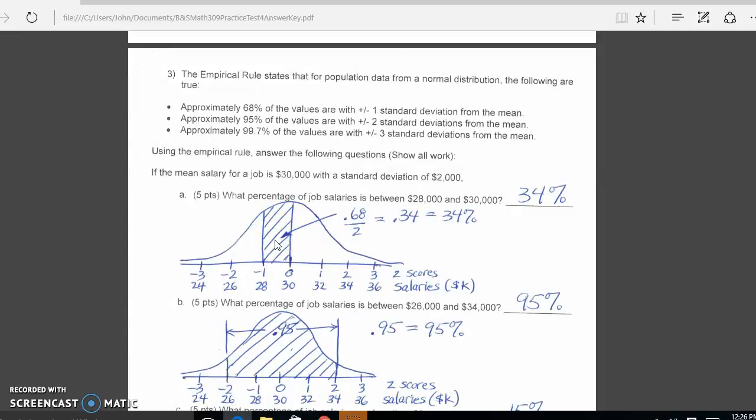Now the first part of the empirical rule states that 68% of the data is between -1 and +1 standard deviations from the mean. Because of the symmetry of the curve, I can divide that in half. If I take the 0.68 and divide it by 2, that's going to give me 0.34, which is the area between -1 standard deviation and the mean, which is 28,000 to 30,000. 0.34 is 34% as a percentage, so 34% lie between $28,000 and $30,000.